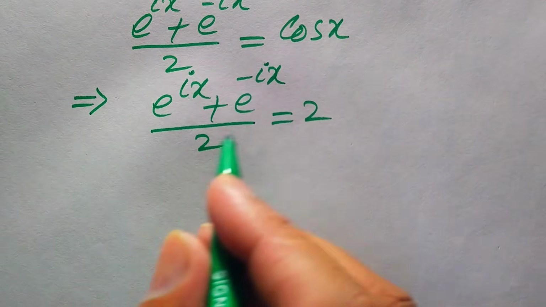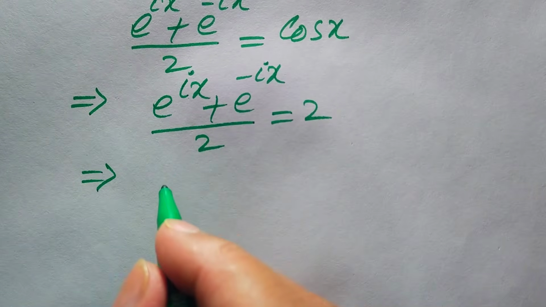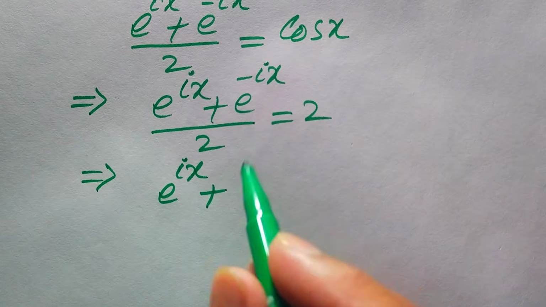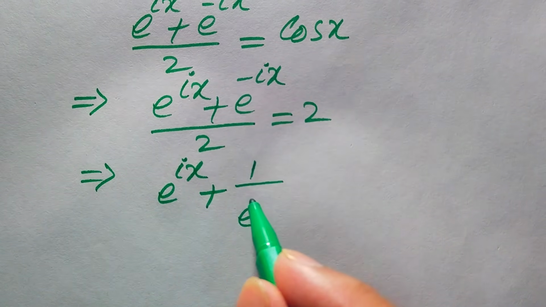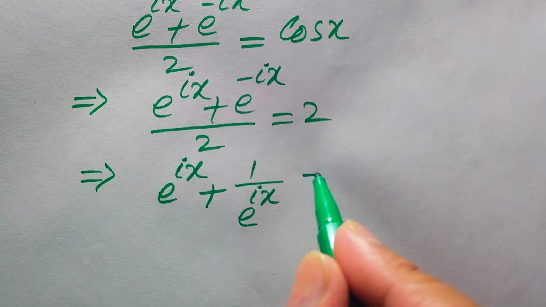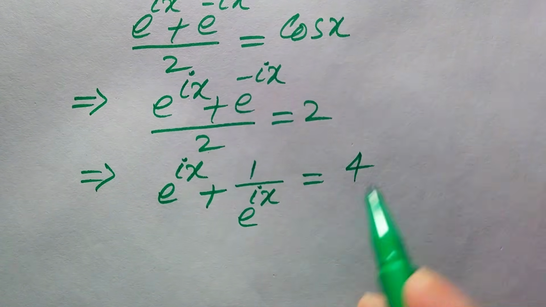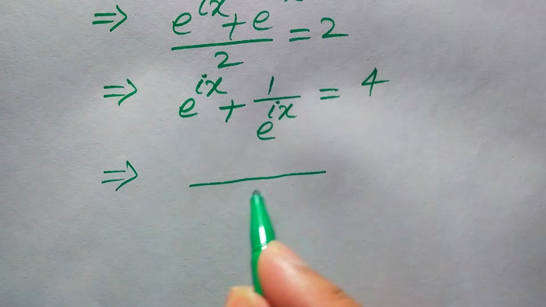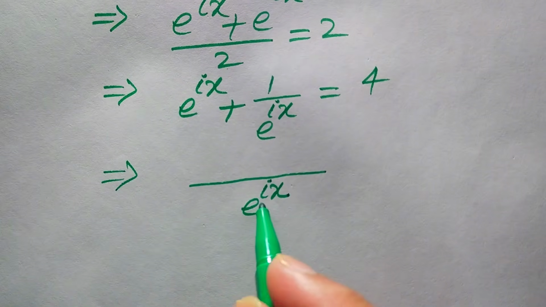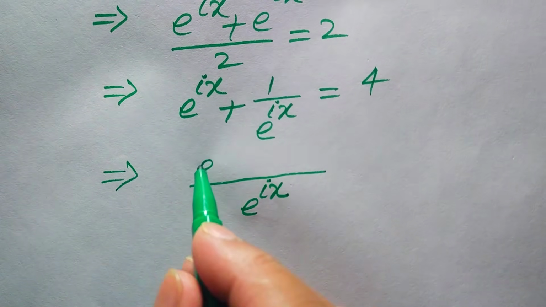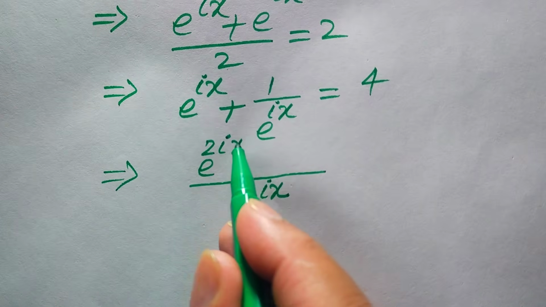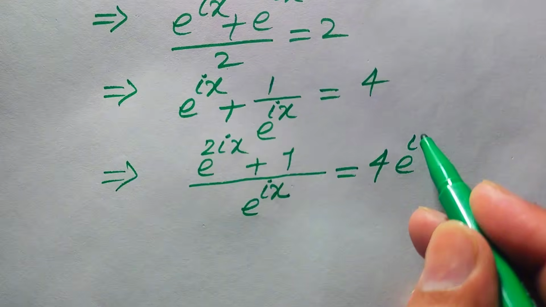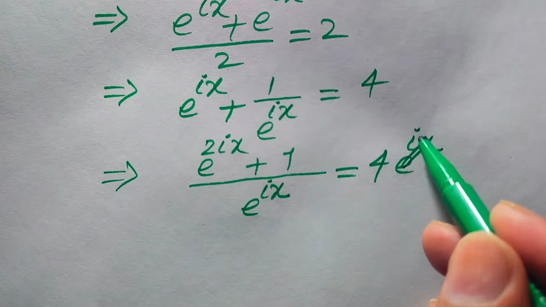And further, we move this 2 to the right hand side, and it becomes 4, and we have e to the power of iota x plus e to the power of minus iota x. When we move it to the downside, its exponent becomes positive, and this 2 times 2 becomes 4. So here we need to take the LCM. Its LCM becomes e to the power of iota x. So e to the power of iota x times e to the power of iota x becomes e to the power of 2 iota x, plus 1 is equal to 4 times e to the power of iota x.